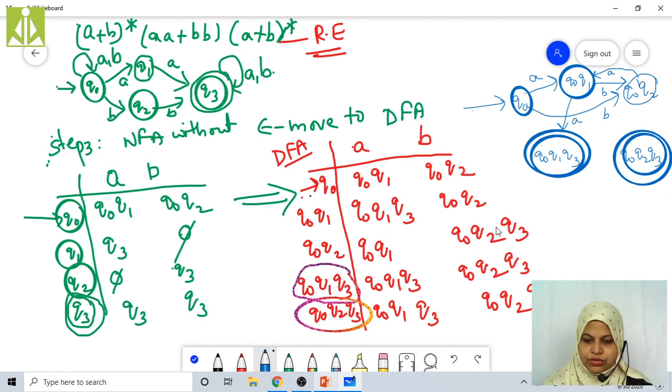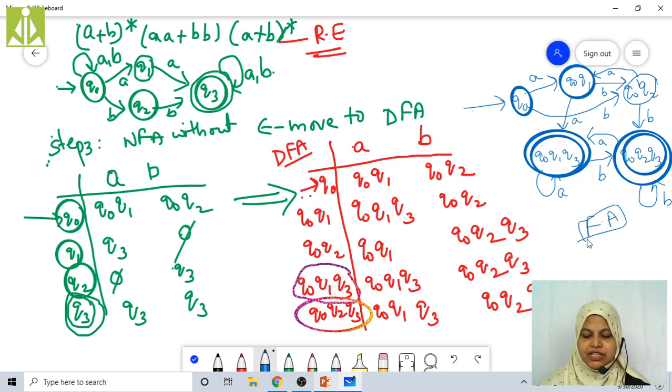Next, Q0, Q2 on B goes to Q0, Q2, Q3. Q0, Q1, Q3 has a self loop on A, and on B it goes to Q0, Q2. Q0, Q2, Q3 on A goes to Q0, Q1, and on B it has a self loop. This is the finite automata for the given regular expression.